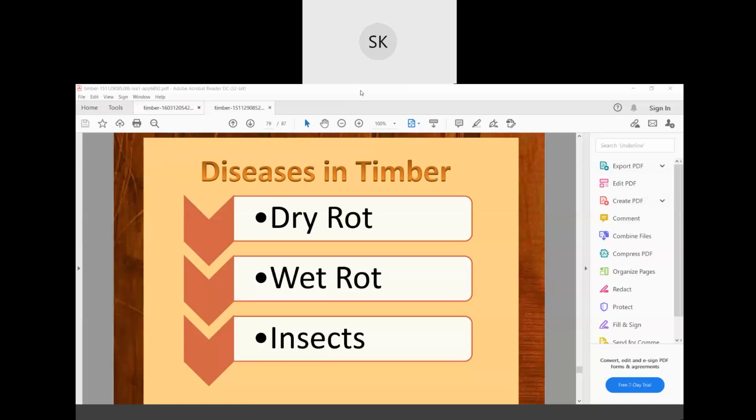Now, diseases in timber. These are the diseases in timber: dry rot, wet rot, and insects.